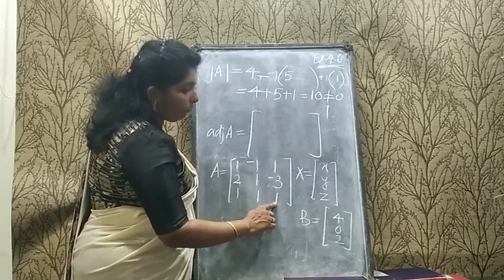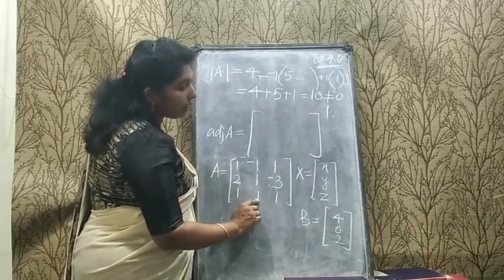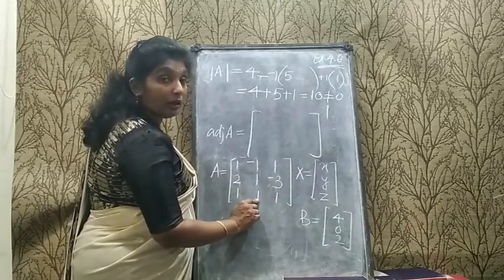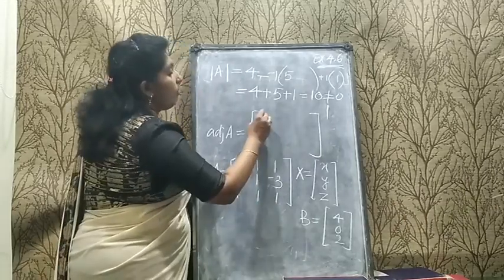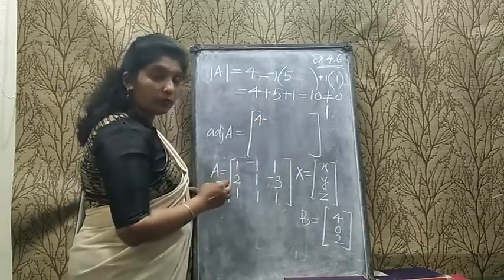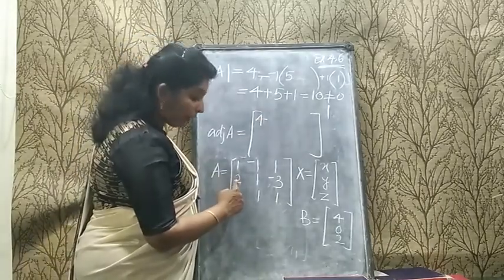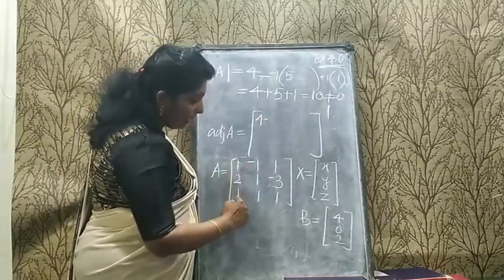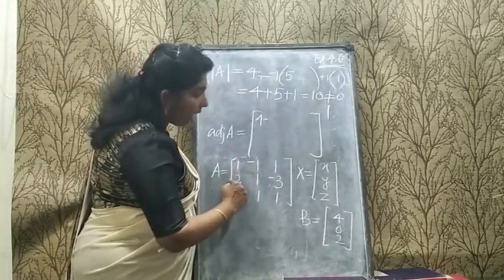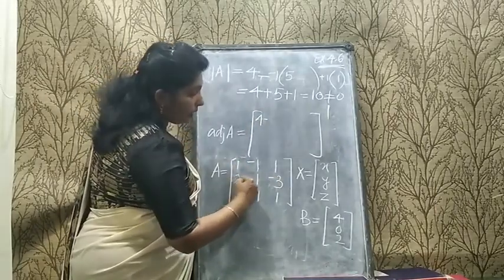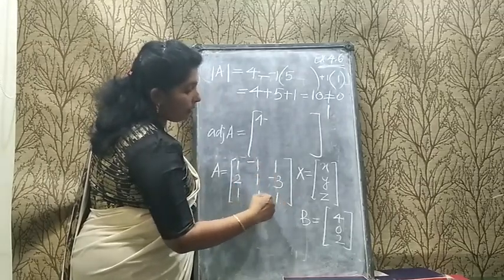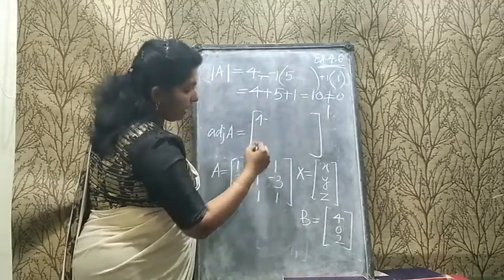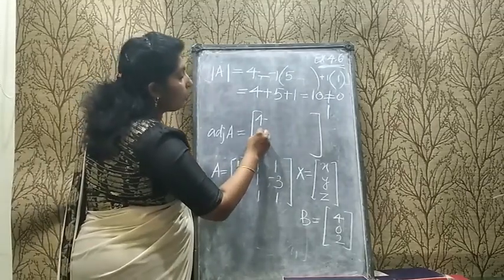Then 1 into 1, 1 minus 3, will be minus 2... so 1 minus 3 will be 4. So I will be writing here as 4. What is the cofactor of this number? You have to eliminate the column and the row including 2. Then what is remaining? 1 into minus 1, minus 1 minus 1 minus 1 will be minus 2.